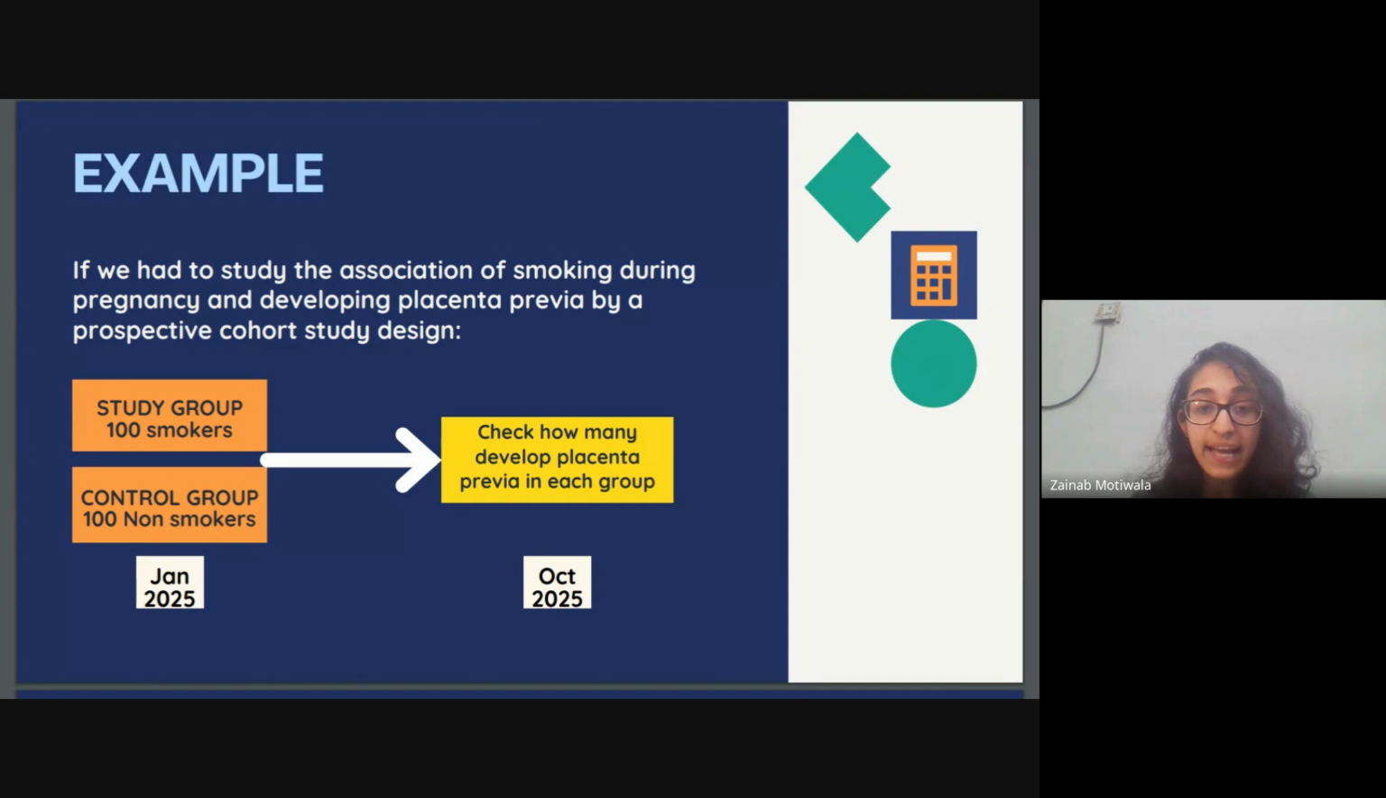As we can see, for example, right now we're doing the study somewhere. So this study is supposed to happen in 2025, and currently we're making a study design. So it would start somewhere in January 2025, where we would take two groups, smokers versus non-smokers, and then we would follow them throughout pregnancy and then see if they develop placenta previa.